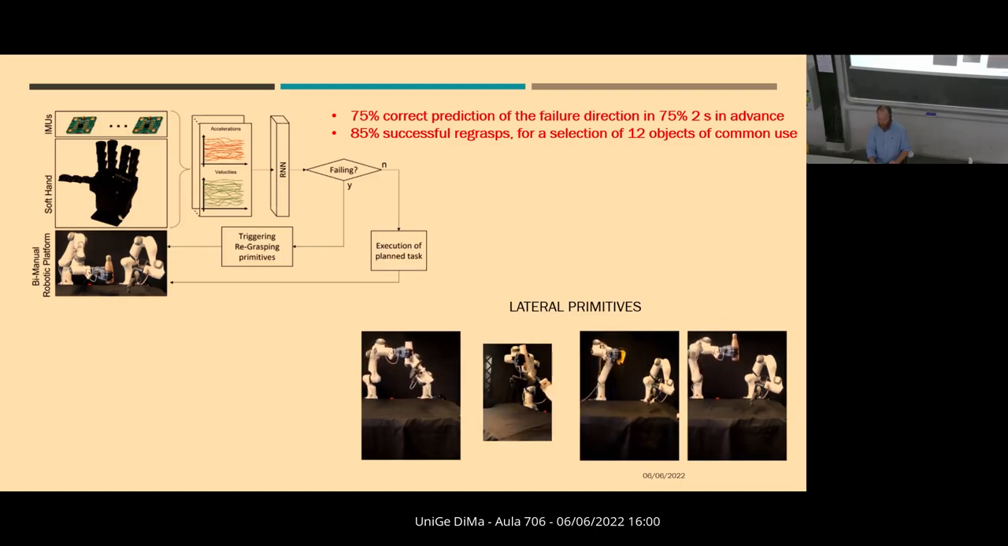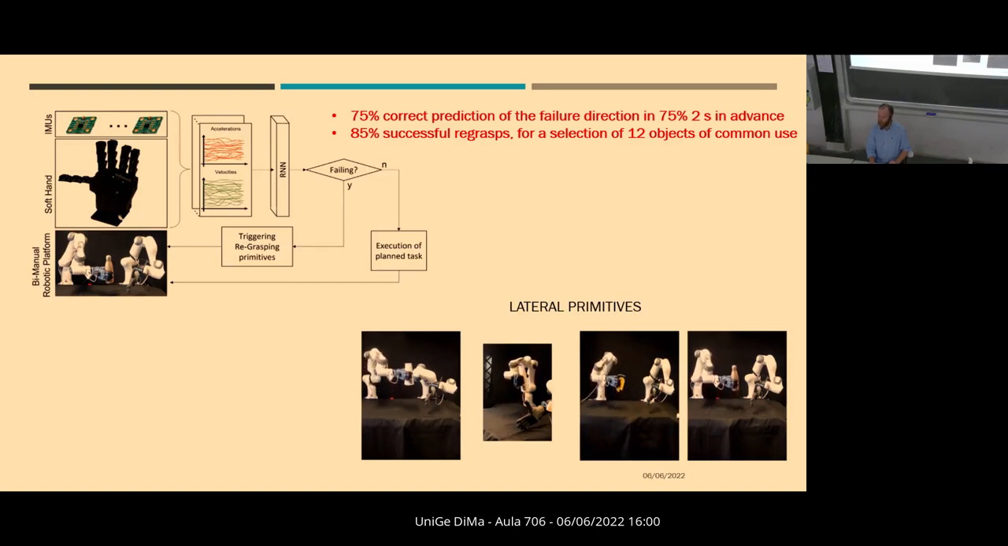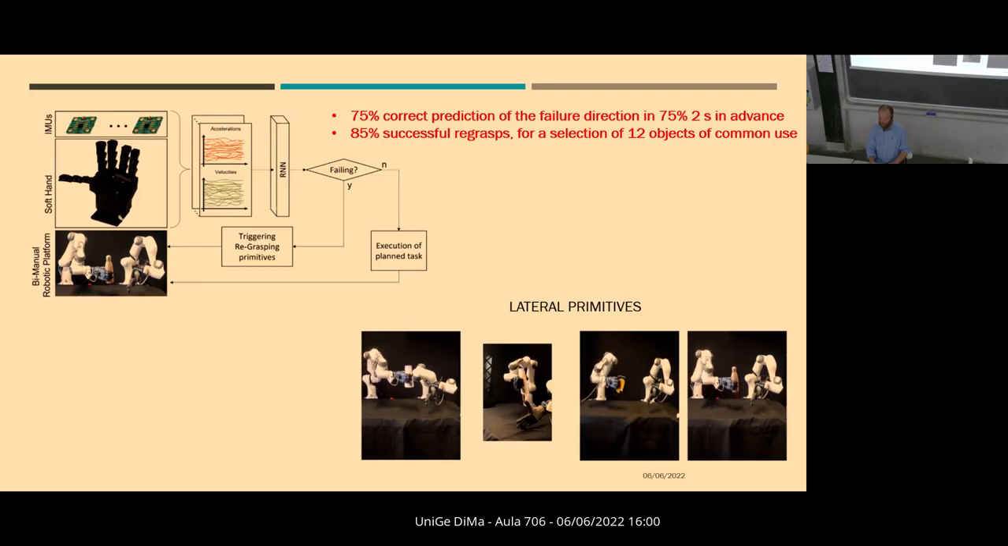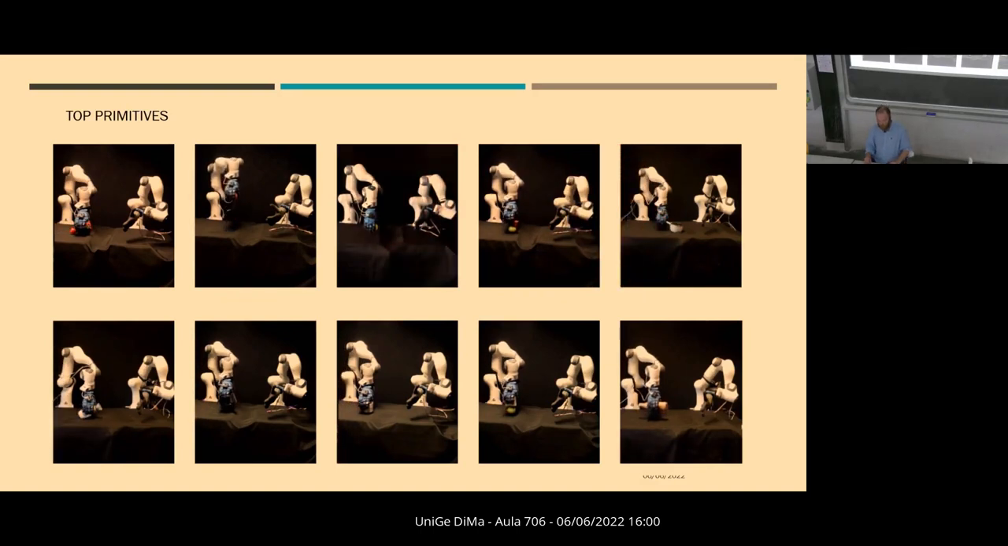And 80, so we get an 80. I remember it was higher, so maybe the first one I just copied the right one, but the second one I'm true. So we get 85% successful regrasp if we consider a selection of 12 objects in common use. So this is some of these examples.